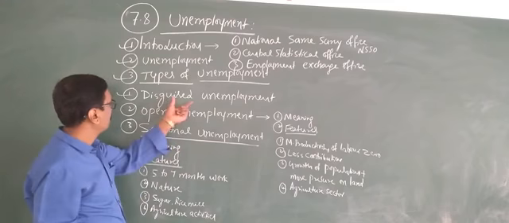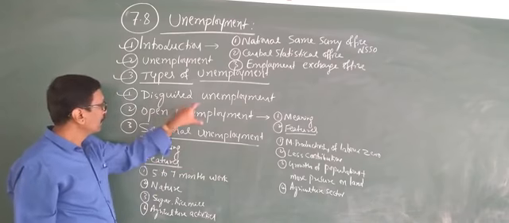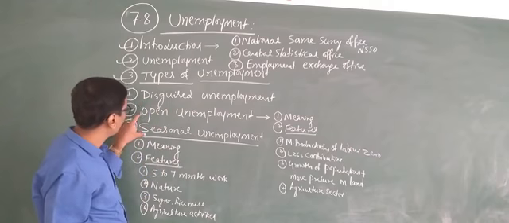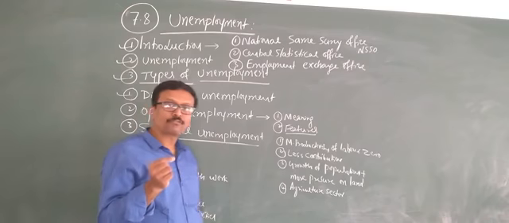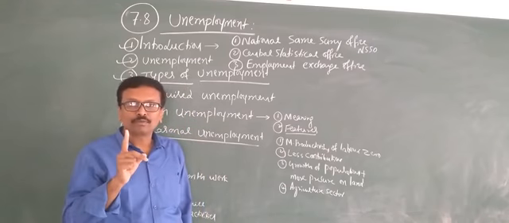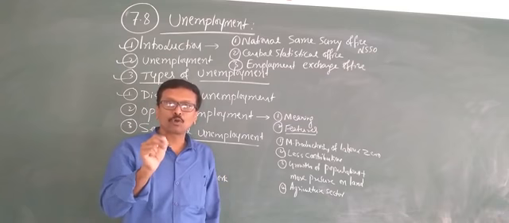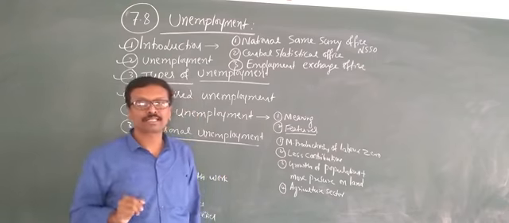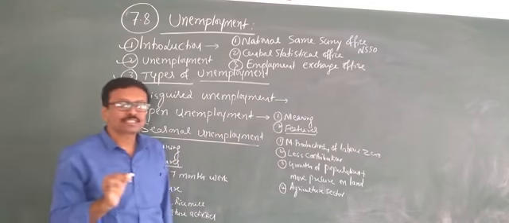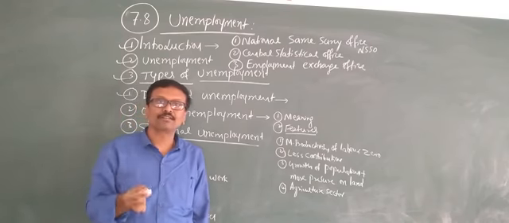Then disguised unemployment. There are three types of unemployment: disguised unemployment, open unemployment, seasonal unemployment. There are so many types of unemployment, but as per the NCERT textbook, we will learn only three types. Disguised unemployment refers to a situation where an excess of workers work in a particular operation, more than actually needed. Once again, disguised unemployment means an excess of workers working in a particular operation more than actually needed.